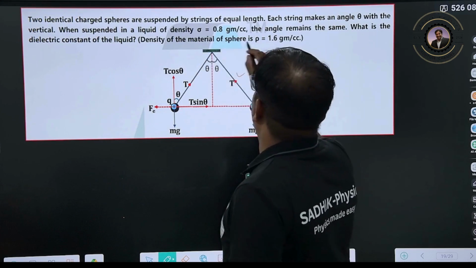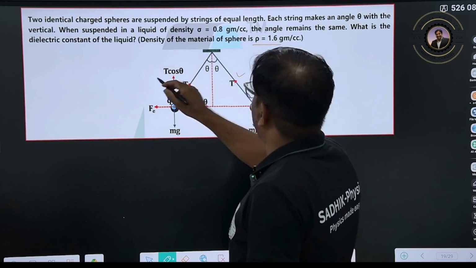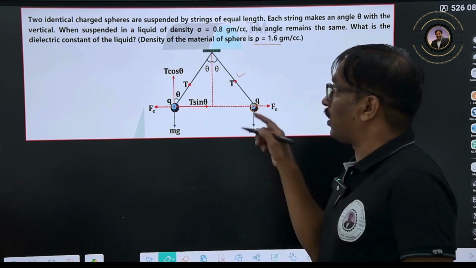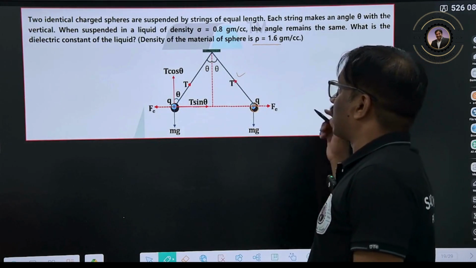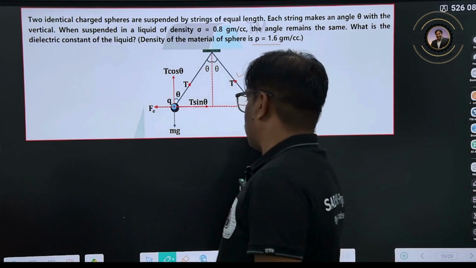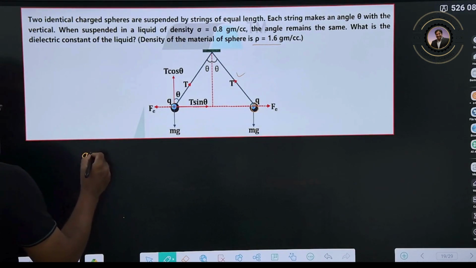The density of the material is given here. So when they are kept in the air, theta is the same, and even when they are kept in the liquid, theta will be the same. So first of all, let us calculate this situation in the air or vacuum.